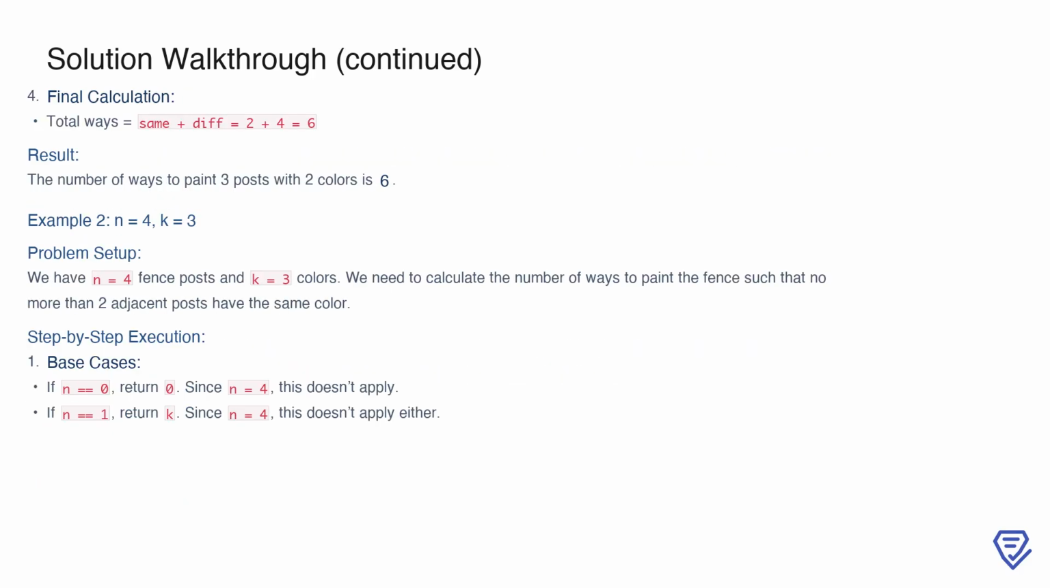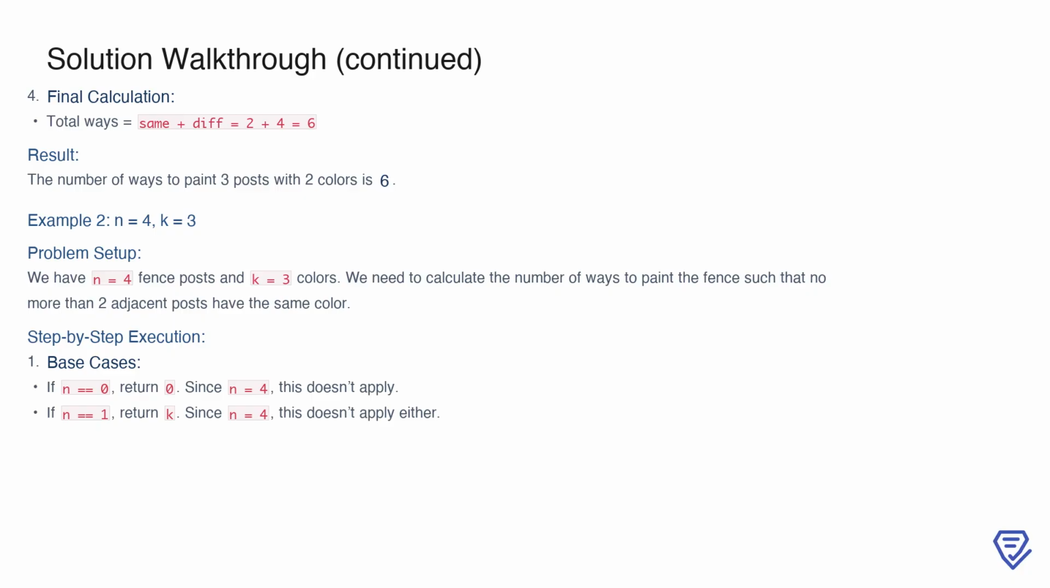After completing the iteration for i equals 3, we move to the final calculation. The total number of ways to paint the fence is the sum of same and diff. Adding these values together, we get 2 plus 4, resulting in 6. This means there are 6 ways to paint 3 posts with 2 colors while ensuring no more than 2 adjacent posts share the same color.